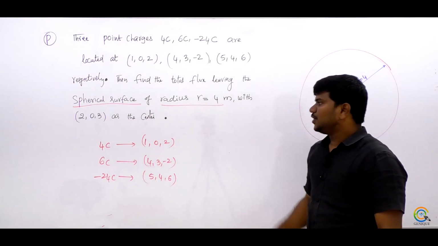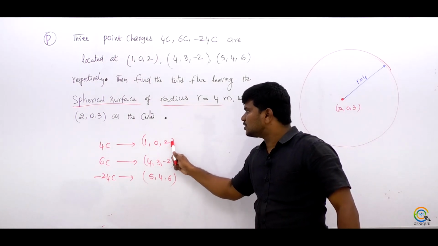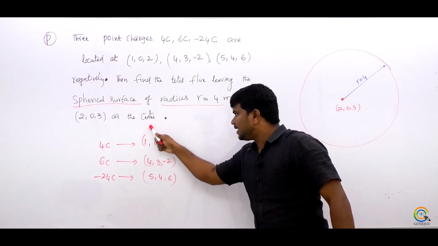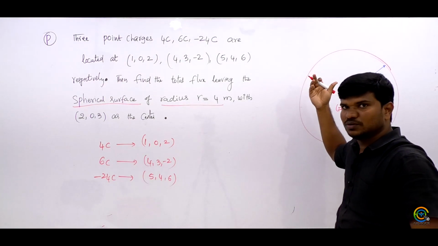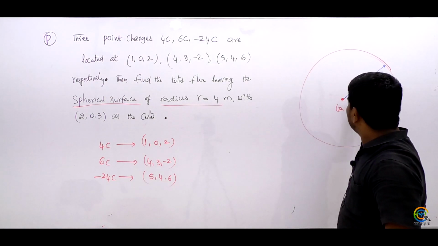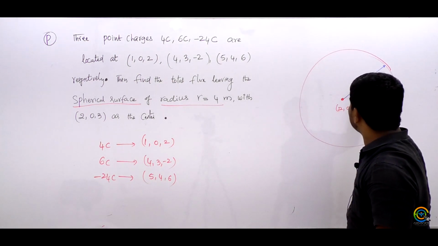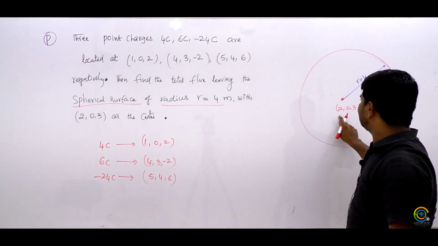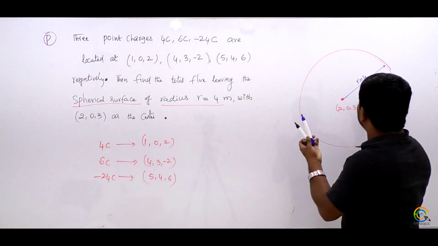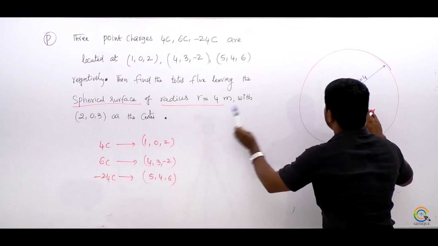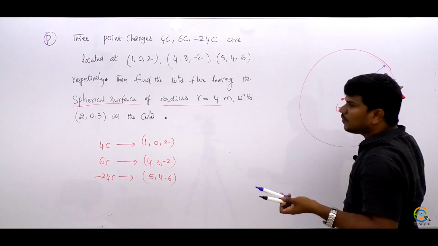Understand? So now observe the point (1, 0, 2). We have to determine whether it is within the sphere or not. This is the sphere of radius 4, but its center is (2, 0, 3). So how can we find whether this point is inside this 4 meter radius or not?